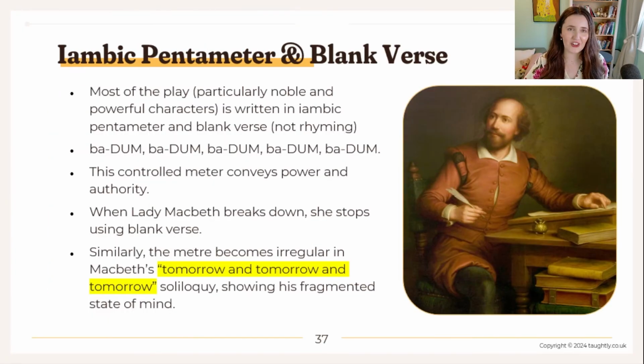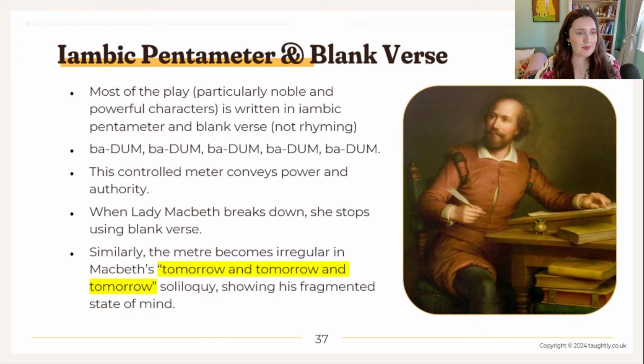Another key thing to note as a feature of form, the fact that it is a play, is Shakespeare's use of iambic pentameter and blank verse. So iambic pentameter is when you've got lines of 10 syllables with one unstressed syllable followed by a stressed syllable, giving you a da-dum, da-dum, da-dum, da-dum, da-dum, right? "Shall I compare thee to a summer's day? Thou art more lovely and more temperate." Right, okay, you get the idea.